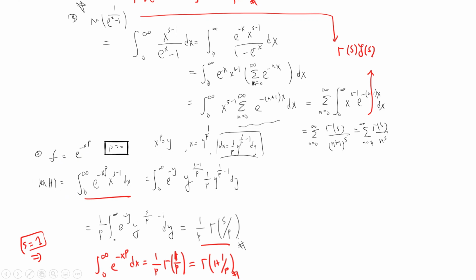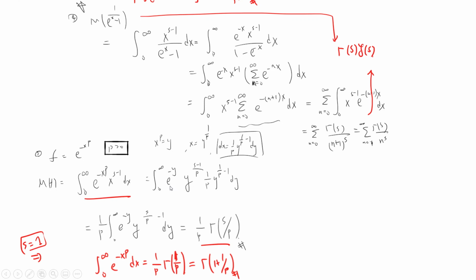So the Mellin transformation of f will be the integral from 0 to infinity of exponential negative x to the p times x to the s minus 1 dx. The straightforward change of variable is to define x to the p to be y. So your x will be y to the power 1 over p, and dx equals 1 over p, y to the 1 over p minus 1 dy. So this one is exponential negative y, and y is x to the p.